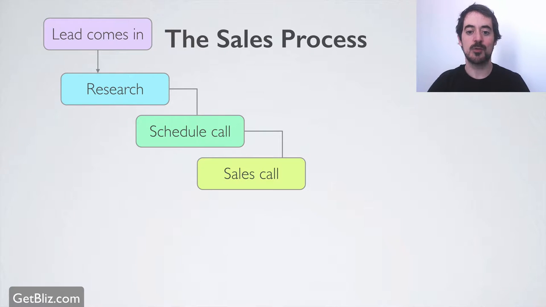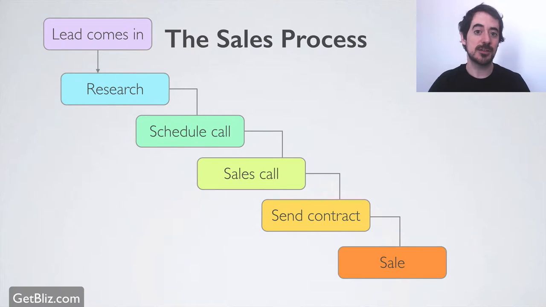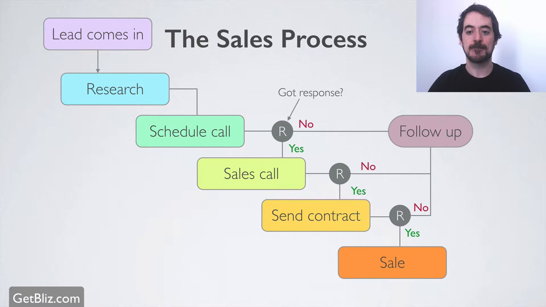If they reply, then you have a sales call where you try to answer any questions they have, talk about the benefits of your product, and try to close the lead by sending them a contract. We send them a contract. This is our animation contract for the amount of money or the rate of animation that they agreed to after the sales call. If they sign the contract, well, we have a sale. We sold a video.